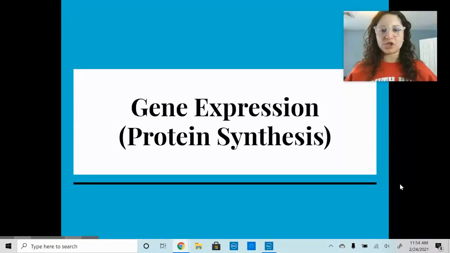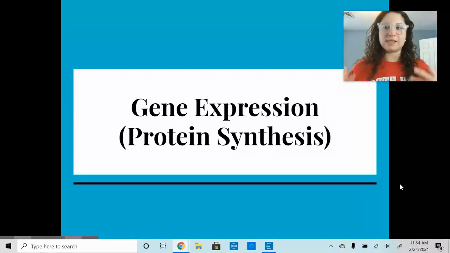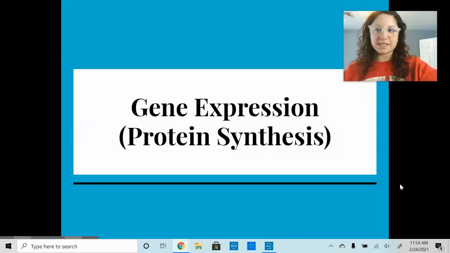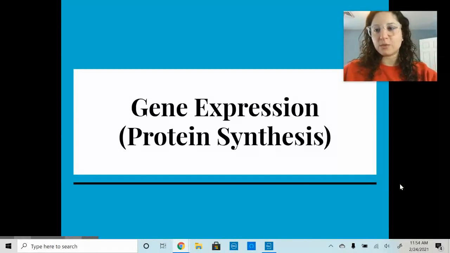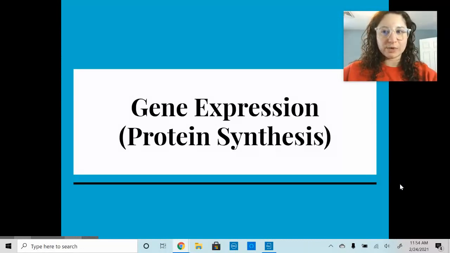This is called gene expression. We are expressing our traits or expressing our genes. And the answer to this question is essentially protein synthesis. Synthesis means to make. So we're going to be making proteins, which basically means that we express all of our traits through proteins that our body makes based off of the DNA that it has.